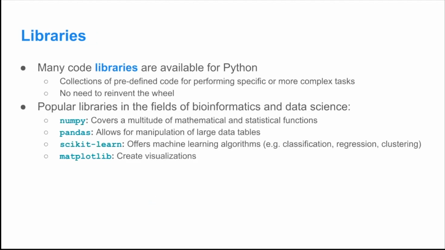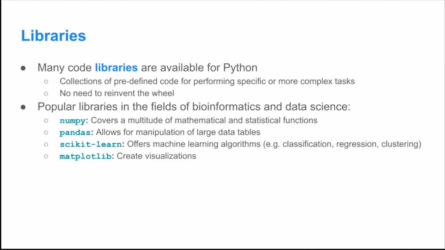I mentioned earlier that there are a lot of different code libraries available for Python. Again, these are just collections of predefined code that can perform specific or more complex tasks. The usefulness of libraries is that you don't need to reinvent the wheel. Chances are that anything you're trying to do, someone else has also tried to do before, and there's probably code out there that someone else has written that does what you want to do exactly how you want to do it.